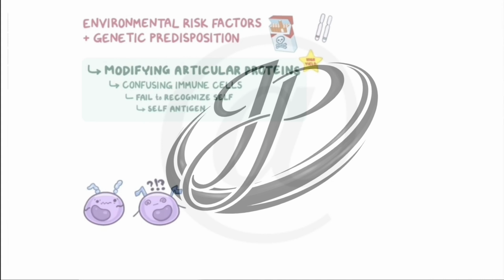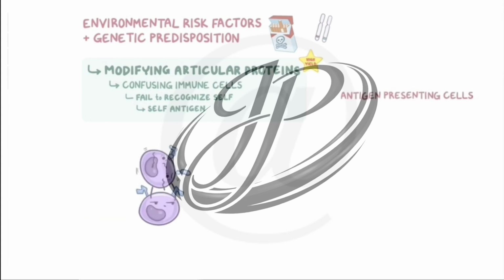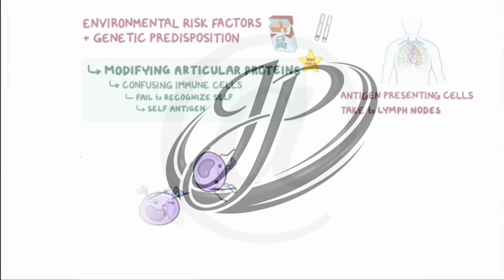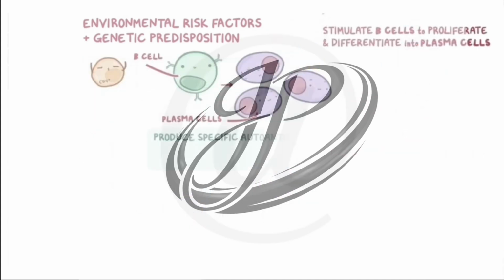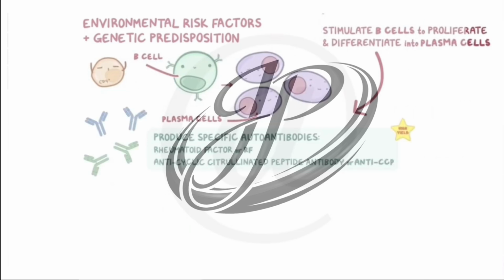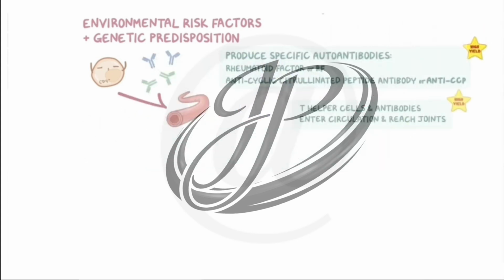Now, these self antigens are going to be picked up and taken to the nearest lymph nodes by antigen presenting cells, right? Wherein they will activate the T helper cells, right? Which in turn will tell the B cells to make antibodies for it, right? You don't need to remember the names of these antibodies either, but just for your information it could be RF or anti-CCP.